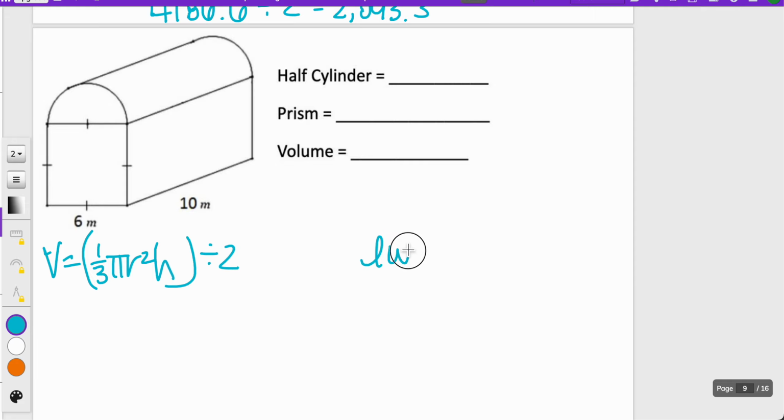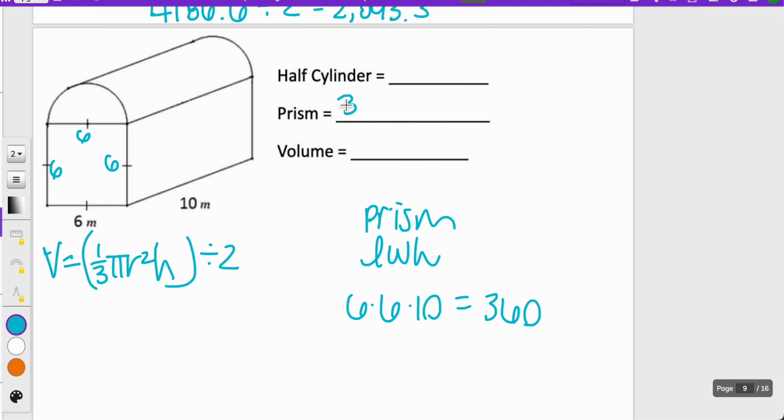That's length times width times height. So prism. Notice that these tick marks are here, so that means all these sides are 6s. So this is length, width, and then height is 10. So 6 by 6 by 10. Okay? I know 6 times 6 is 36, and then times 10 will just give me 360. So prism is 360 cubic meters.